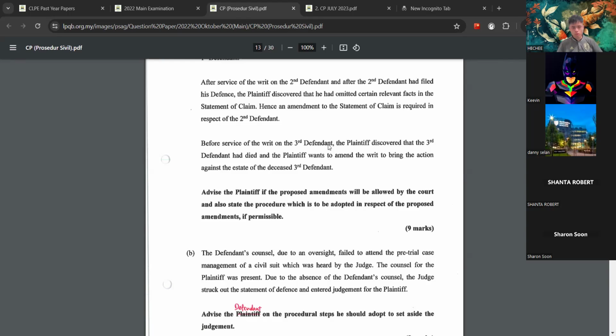Not Order 20 Rule 3, but Order 20 Rule 5 sub 5. You want to include the cause of action arising out of the same facts. Order 20 Rule 5 sub 5 is sufficient already. No need to go for Order 20 Rule 3. Okay? Now, third part, the defendant died already.